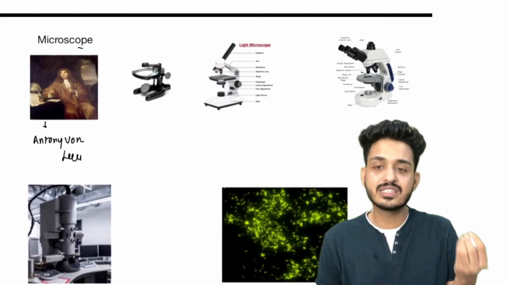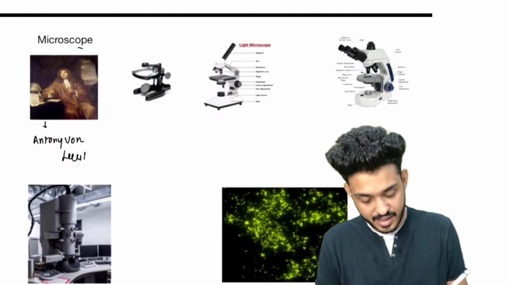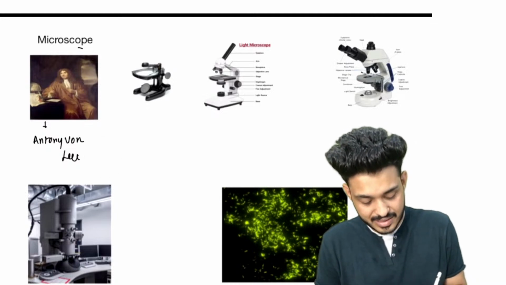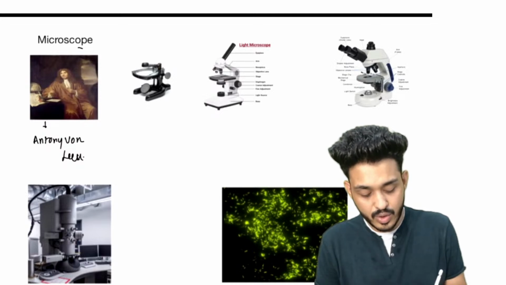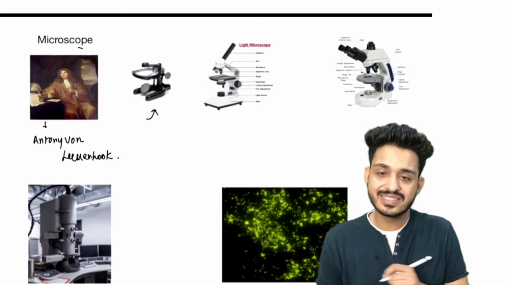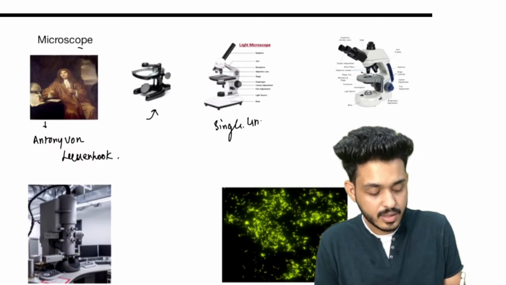Because these viruses and bacteria can cause disease in human beings, we need to understand them, identify them and treat them. So first it was given by Antony von Leeuwenhoek. This was the microscope he discovered. This is a single lens microscope, uniocular.